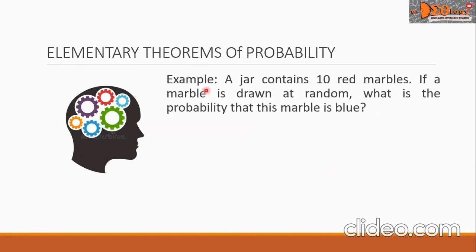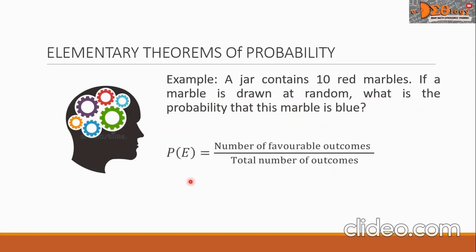As an example, a jar contains 10 red marbles. If a marble is drawn at random, what is the probability that this marble is blue? We write the formula for the probability, and that is the fraction, and the numerator is the number of favorable outcomes over the denominator total number of outcomes.